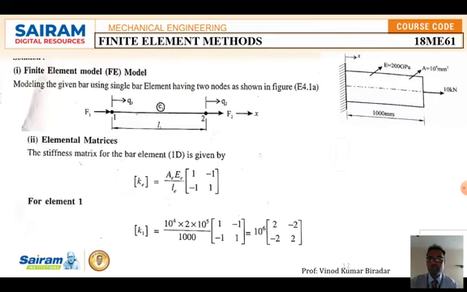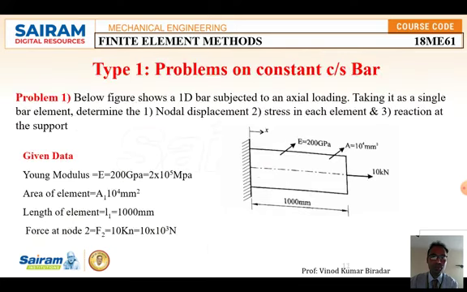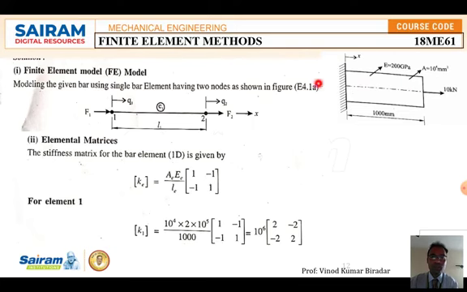What is the first step of FEM? That is to build an FEM model, modeling the given bar using a single bar element having 2 nodes. Since there are 2 nodes, write down the free body diagram. Just draw one bar element. How many nodes are there? 1 and 2. Write down here 1, 2, and total length is L, and the force acting at node number 1 is F1, and the axial force F2 is equal to 10 kilonewton.